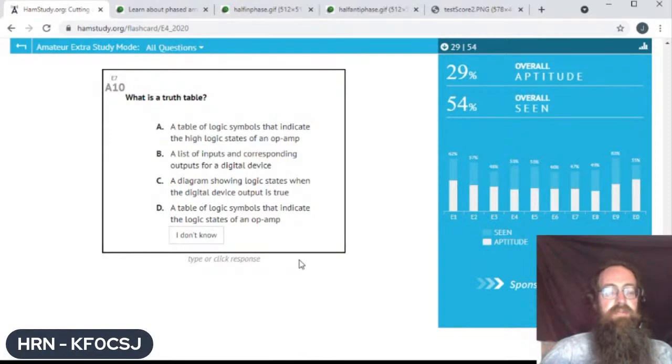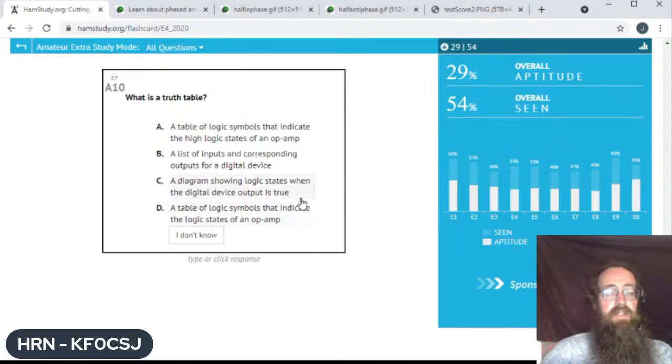What is a truth table? A. A table of logic symbols that indicate the high logic states of an op amp. B. A list of inputs and corresponding outputs for a digital device. C. A diagram showing logic states when the digital device output is true. D. A table of logic symbols that indicate the logic states of an op amp.